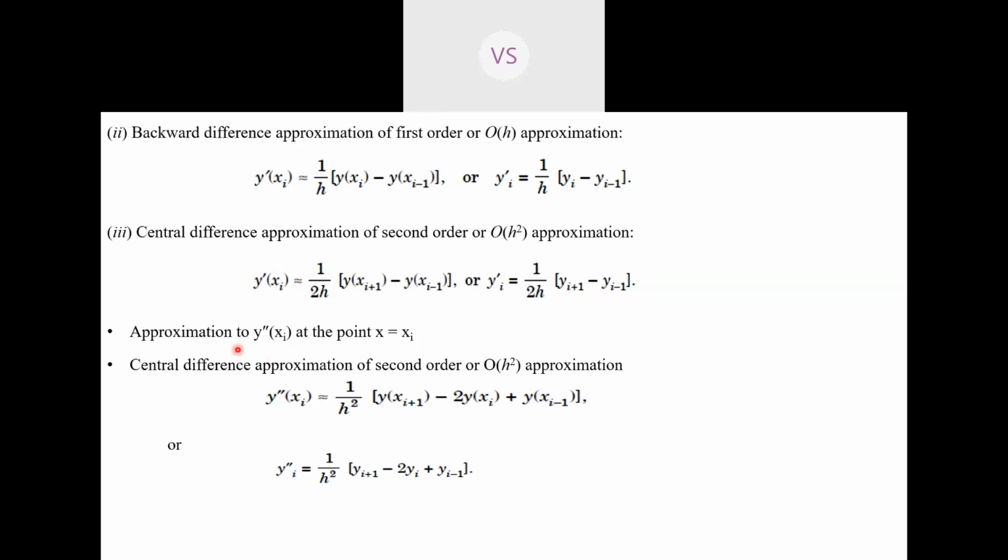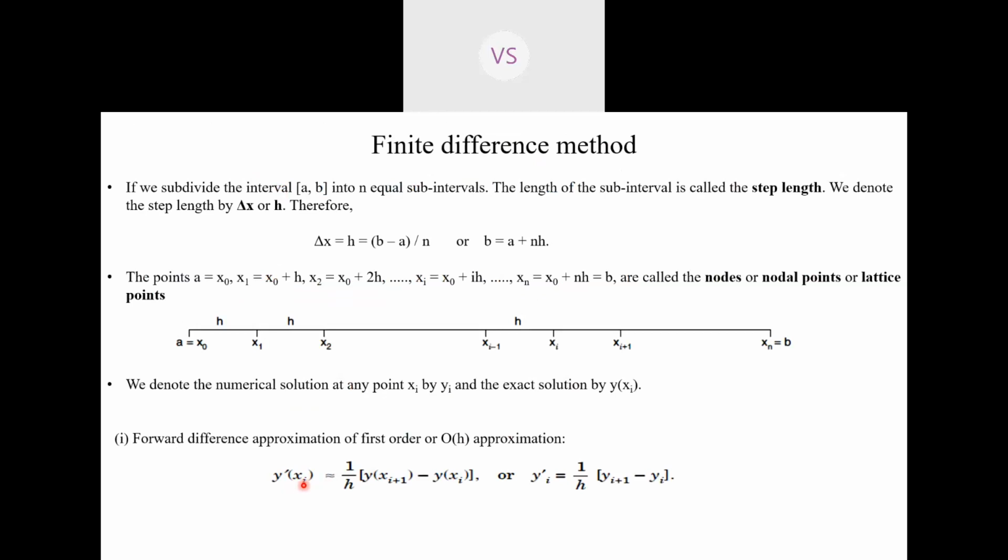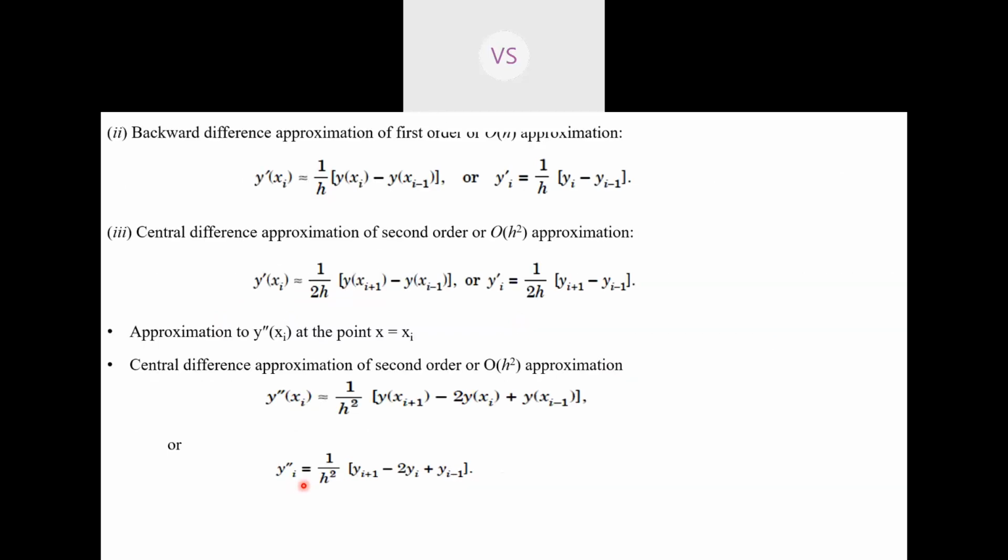Now the approximation of y double dash at the point x equal to xi. What we have seen so far is for the first order, y dash at xi. Now we'll apply the central difference approximation for the second order.